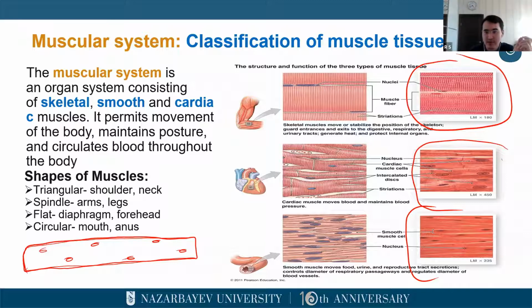And in the cardiac muscle, you can see that they are actually separate cells, and you can define which ones interconnect with each other, and they of course have one single nucleus. And in the smooth muscle, we have much smaller cells, and the nucleus in them takes much more space than in cardiac muscles. So this is the main difference between them.